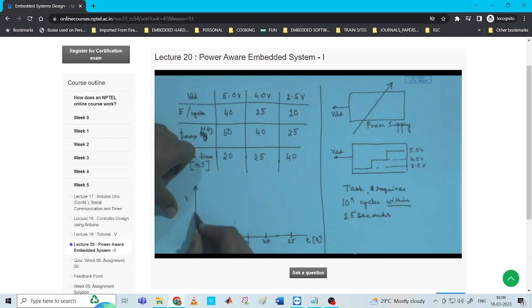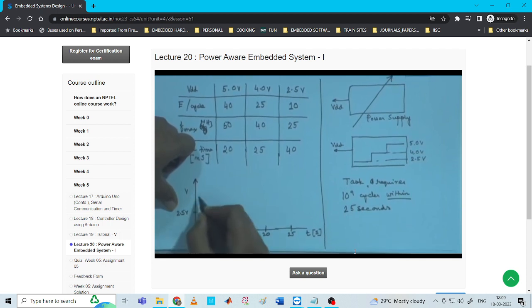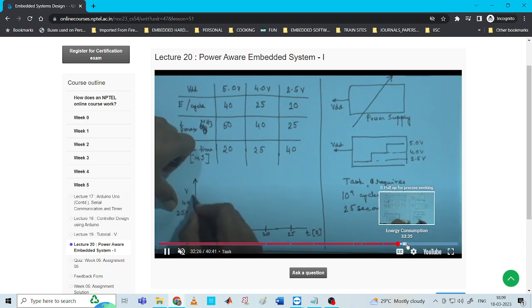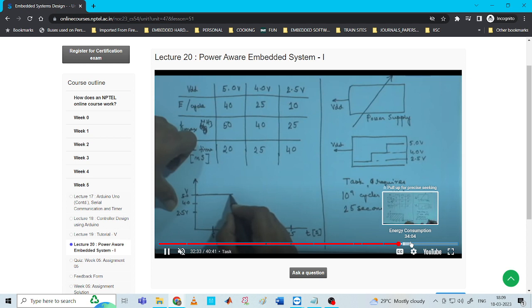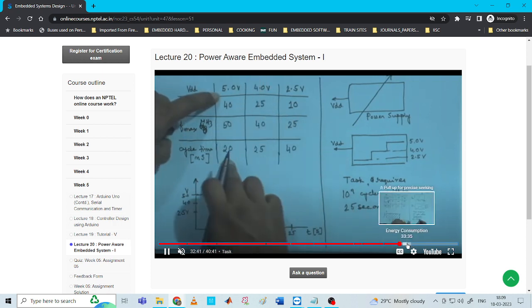In the second case, he took the frequency, right? I didn't get that actually. He calculated the energy from the frequency. The equation is that energy is C V square F, so energy is directly proportional to F, right? Yes. So just hold on.